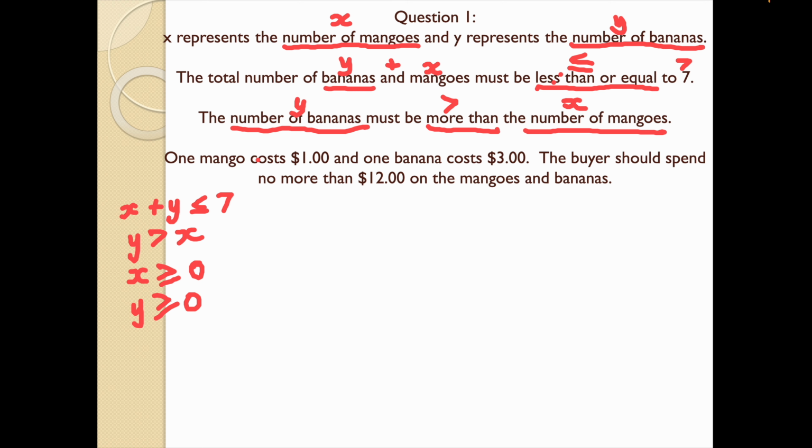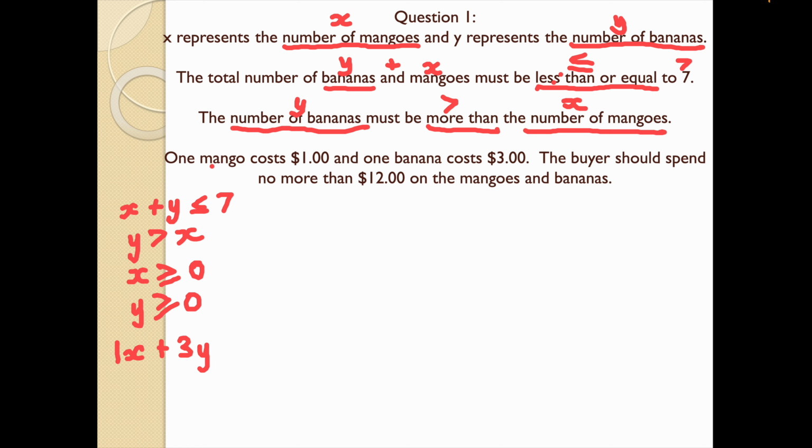It says 1 mango costs $1. So therefore, if I have 1 mango, that would be $1 times the number of mangoes, which is X. So if I have 2 mangoes, it's going to cost me 2 times 1, which is $2. If I have 4 mangoes, it's going to cost me how much? $4. Lovely. Now it says 1 banana costs $3. So that means every banana is going to be $3. So if I have 1 banana, it's going to be $3. What's going to happen if I have 2 bananas? $6. Lovely. Y'all catch the point.